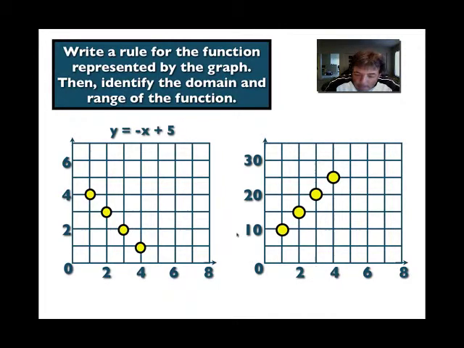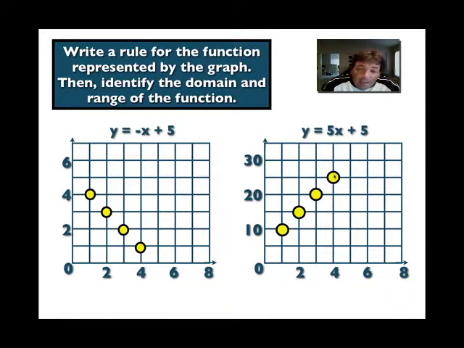On the other side, if we multiply x by 5 and then add 5 more to it, we can find each of the points that are graphed. So 5 times 1 plus 5 make 10. 5 times 2 plus 5 make 15. 5 times 3, 15 plus 5 make 20. And 5 times 4, 20 plus 5 make 25.